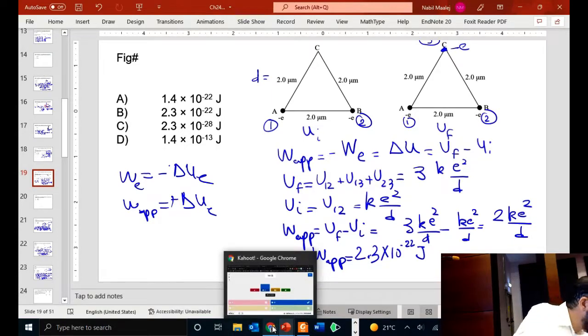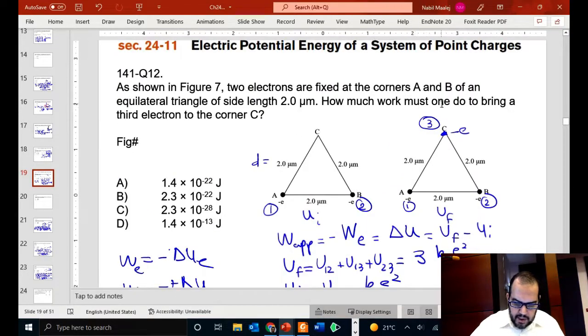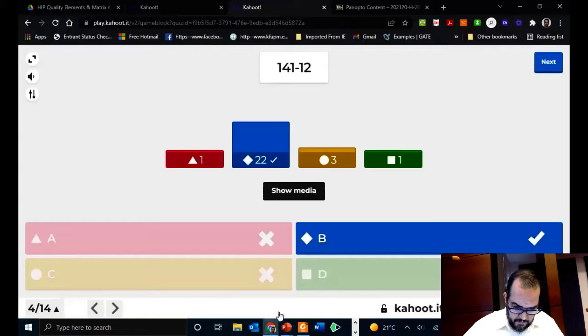How do we know? The wording of the problem will say, it says here, how much work must one do. That means somebody is doing the work, so it's an external work. If it was asking for how much work is done by the electric field or the electric force, then you know it's the electrostatic. So the wording of the problem will tell you. If work has to be done, that means it's an external work. Okay. Next problem.